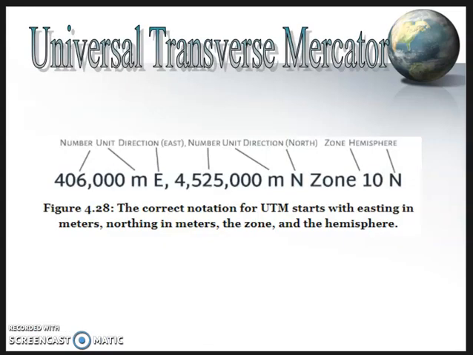Coordinates in the UTM system are written using the notation x-axis meters and then y-axis meters, followed by a zone. So this would be UTM zone 10 and the hemisphere that it's in, north. And then of course, your X meters are in the east and your Y meters are in the north.